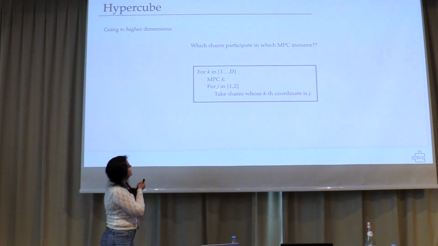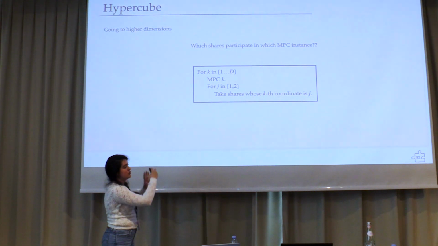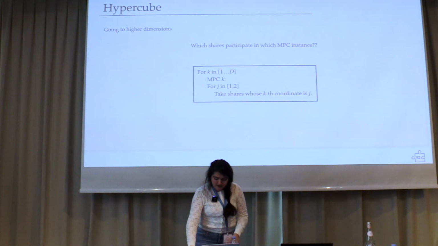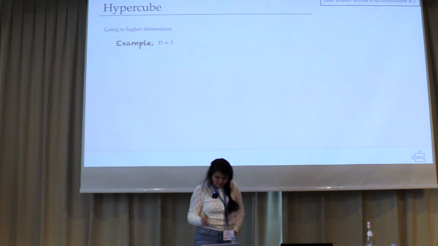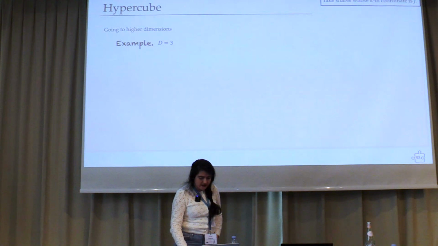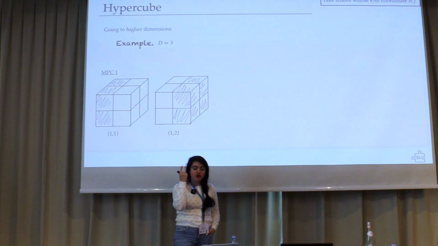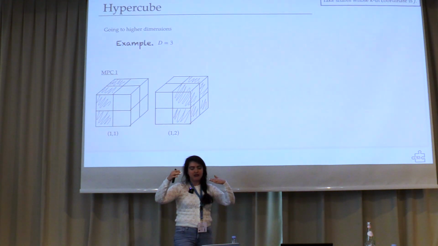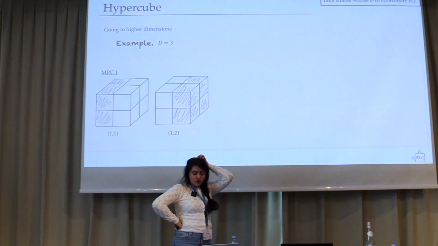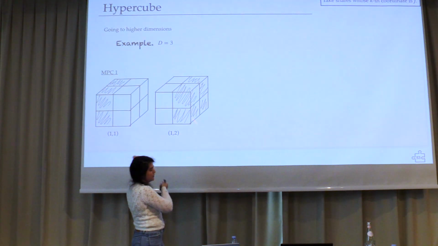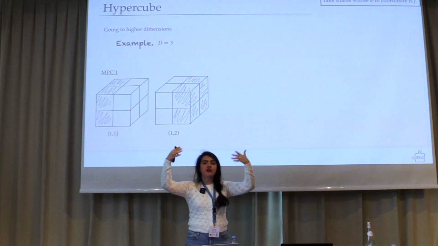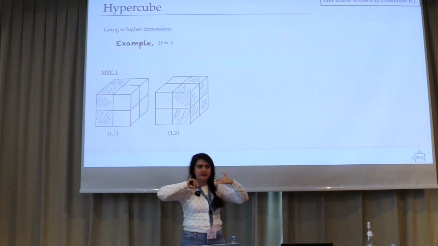So every share whose kth coordinate is this J here is going to be one party. Keep this algorithm in mind. I'm going to put it here so that we see what is what. So what does this look like in dimension 3? Remember, we are working with 2 to the 3 shares in the beginning. It is a cube, it has 8 values, that is 2 to the 3. Then you're supposed to get 3 MPC protocols with 2 main parties, okay?